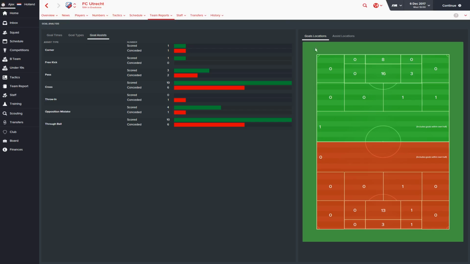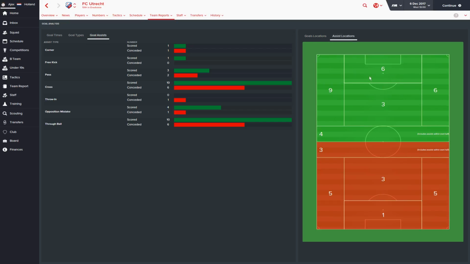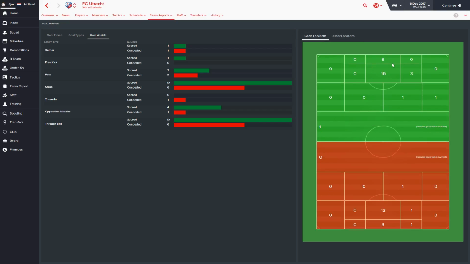Alright, so the first thing we'll look at here is goal locations. Straight away, I haven't really noticed anything major here. Generally, most goals you're ever going to find are actually scored through the middle. So this goal locations is basically where the shot that actually went into the net was taken from. So obviously different from assists.